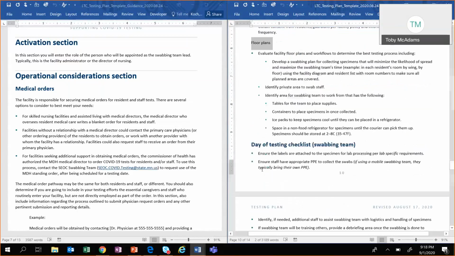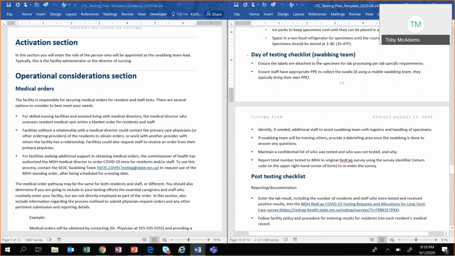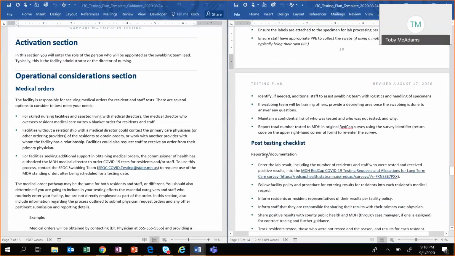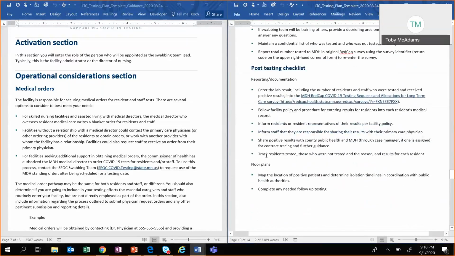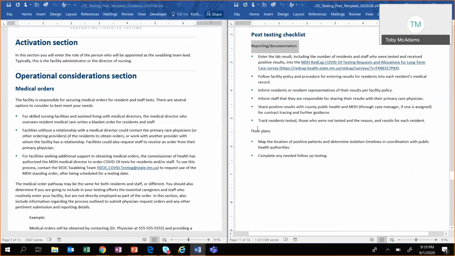And then I've got some information regarding the day of the testing. So working with the swabbing team and what my responsibilities at minimum would be in regards to working with the swabbing team. And then lastly, what to do after testing. So after testing, I'm going to be needing to think about reporting and documentation again. And then floor plans.